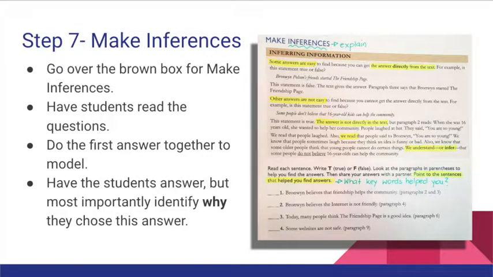Always cover the information in the brown box and complete the first example together to model what thinking process is necessary to answer the problems.